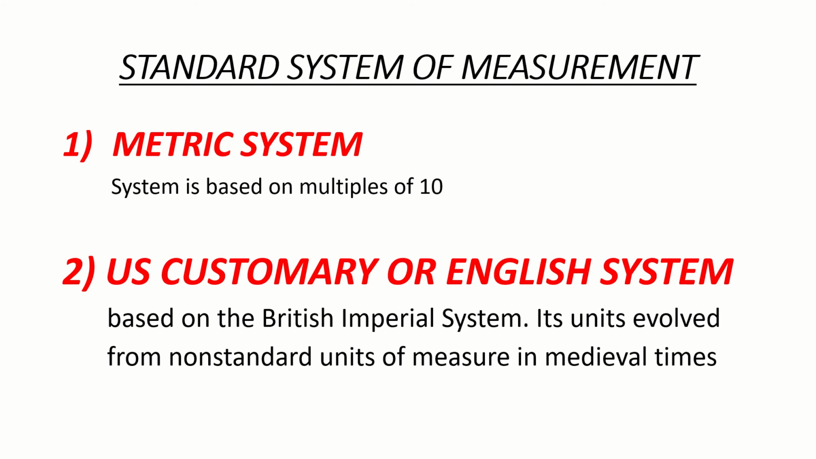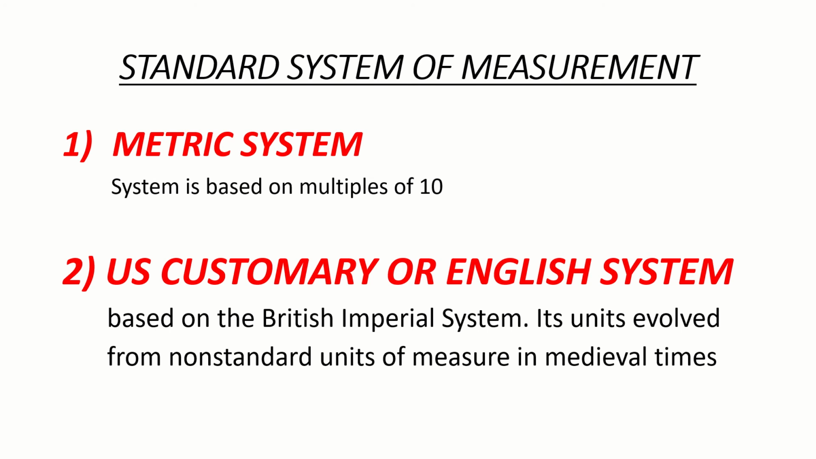Based on what I've said, the standards are actually divided into two systems. It can be either the metric system or the US customary or English system. So how do we differentiate the two systems? Let's talk about the US customary or English system first. This is actually based on the British imperial system. Its units evolved from non-standard units of measure in medieval times.